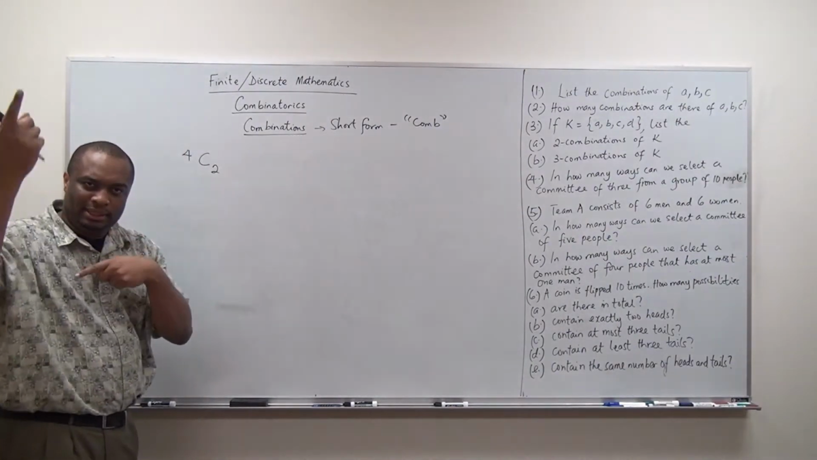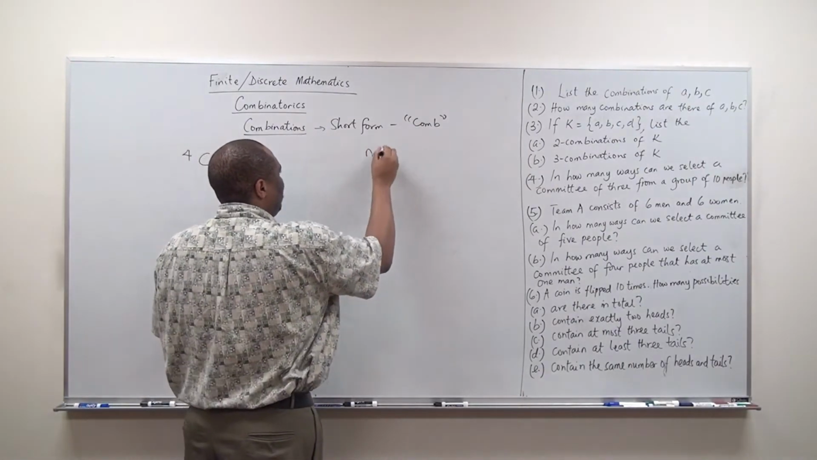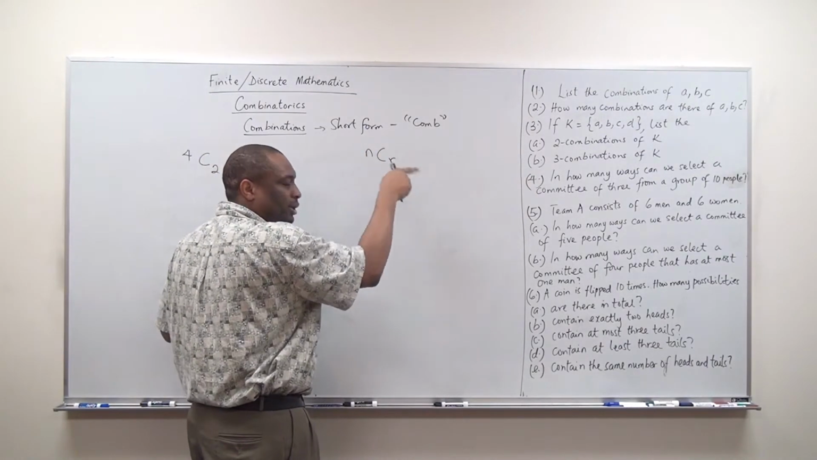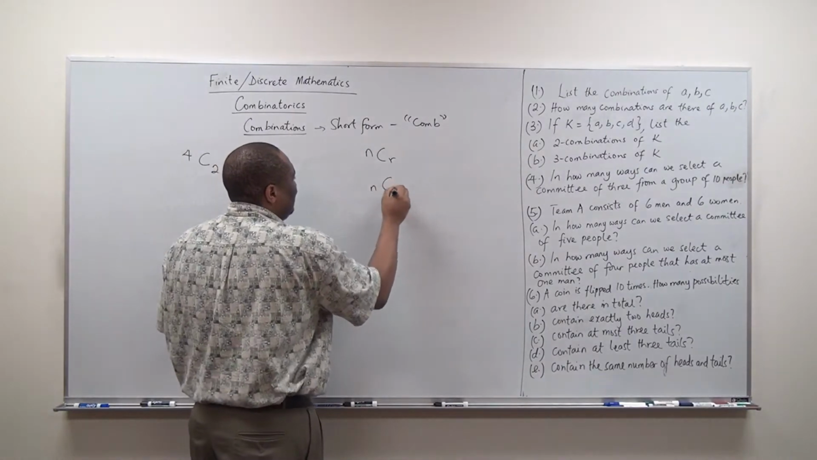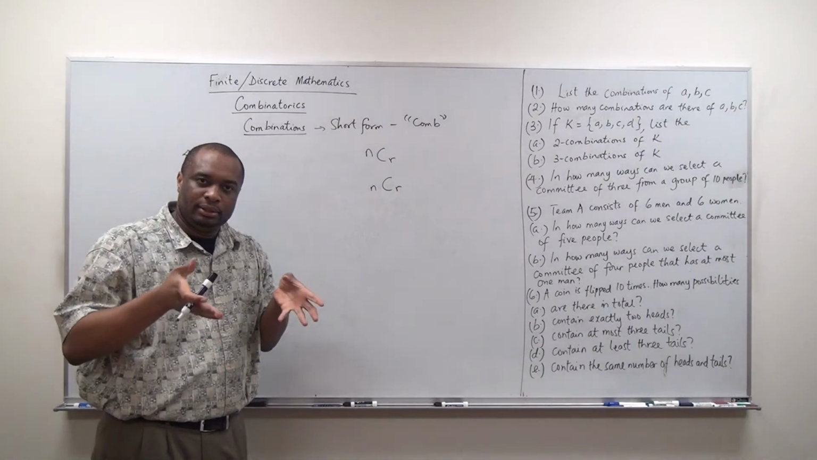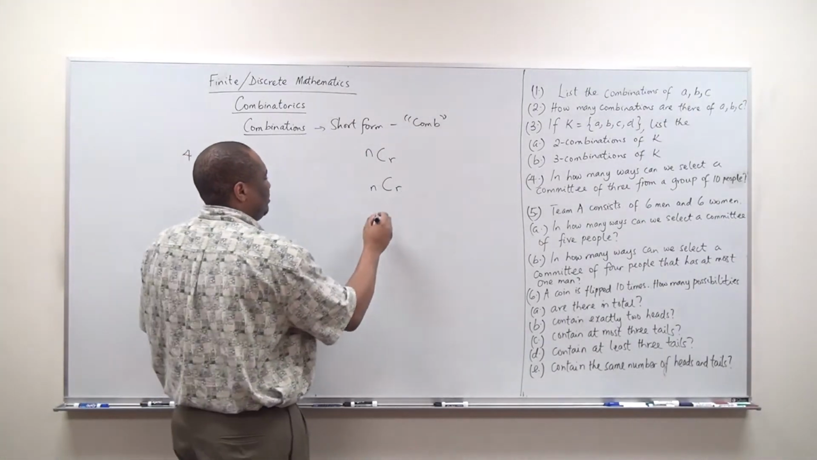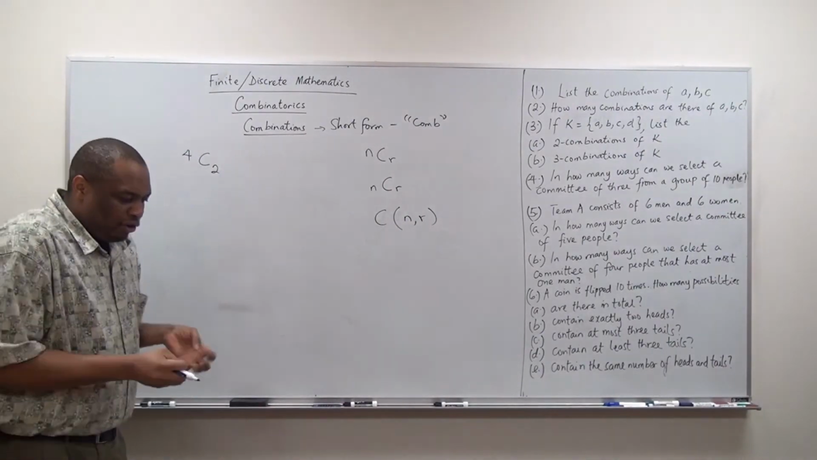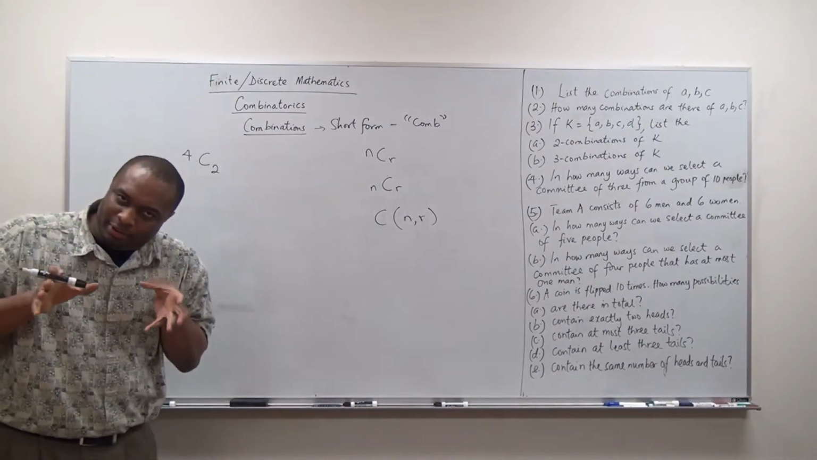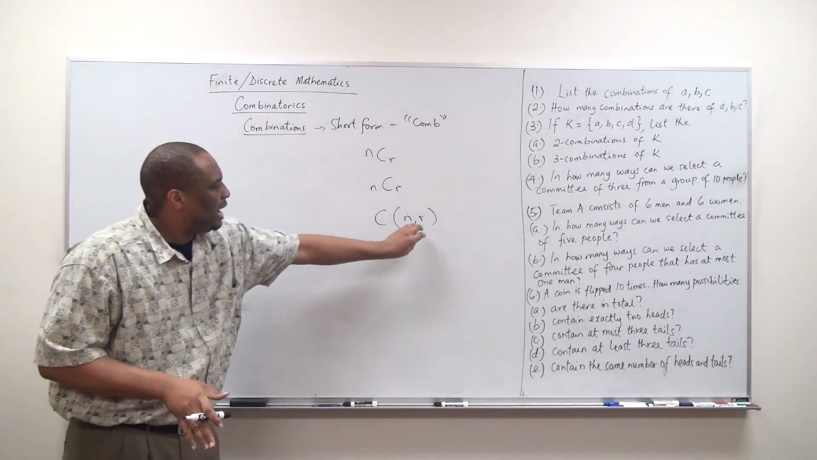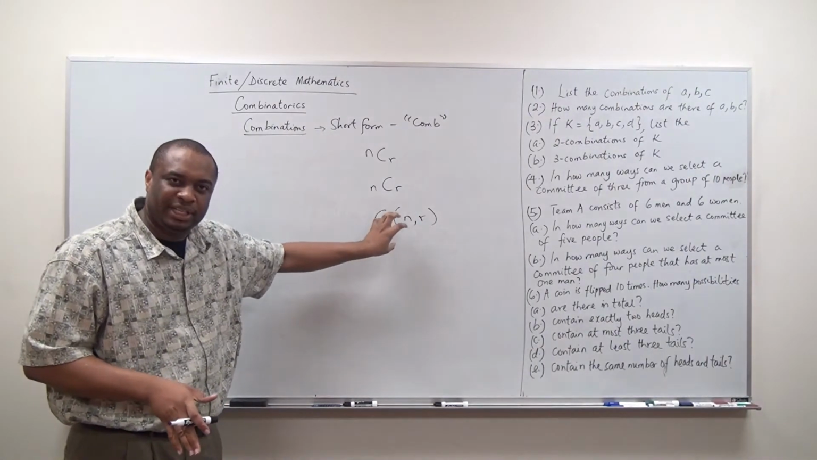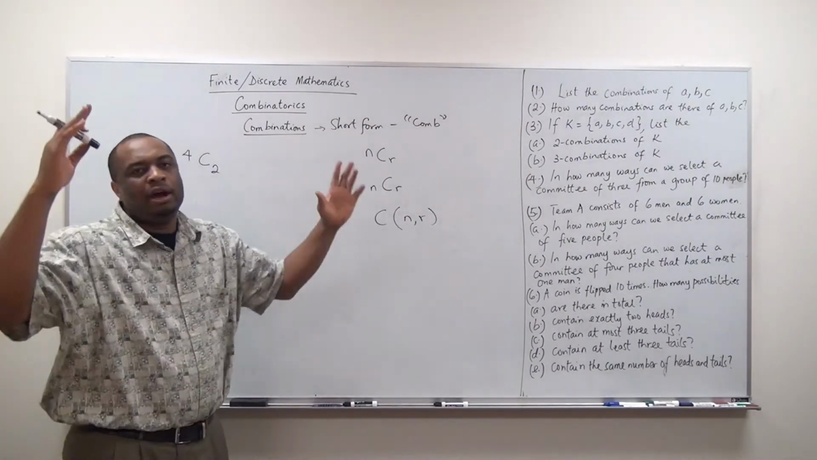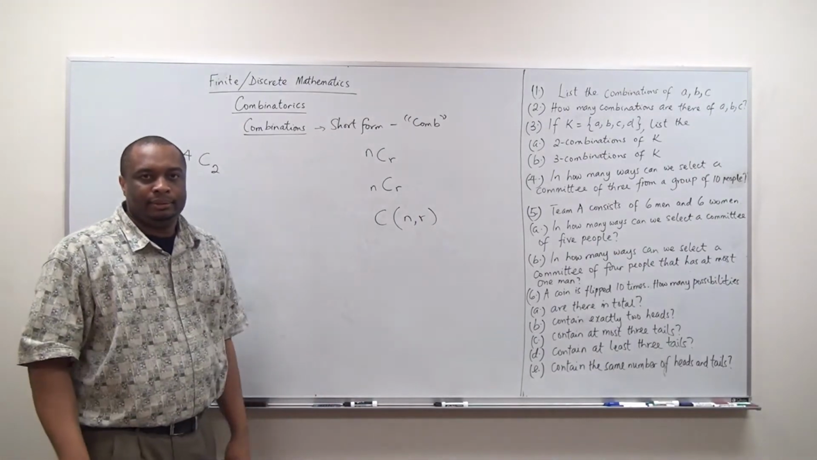Like we said in the other video, n comb r, you can write it with superscript n combination subscript r, or some textbooks will write it with subscript n combination subscript r, or as combination of n taking r at a time. It means choosing r objects from n objects, or r elements from n elements, without regard to the order of selection. That is this n comb r.